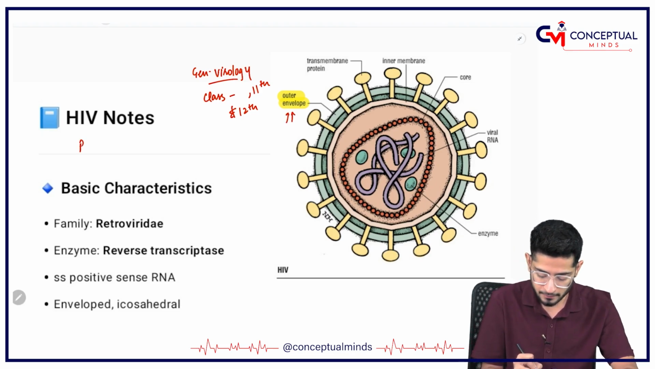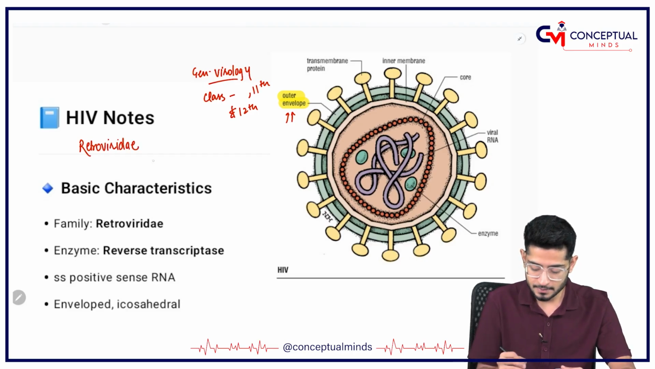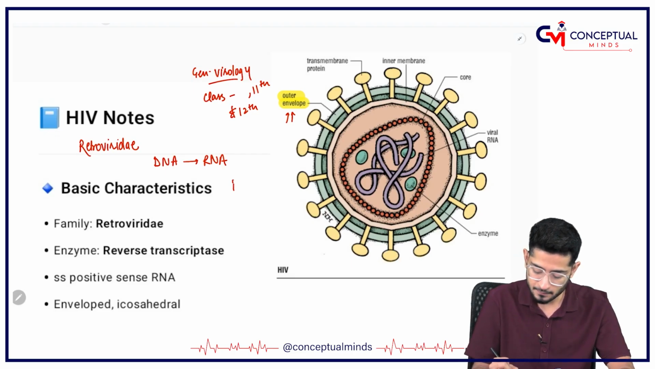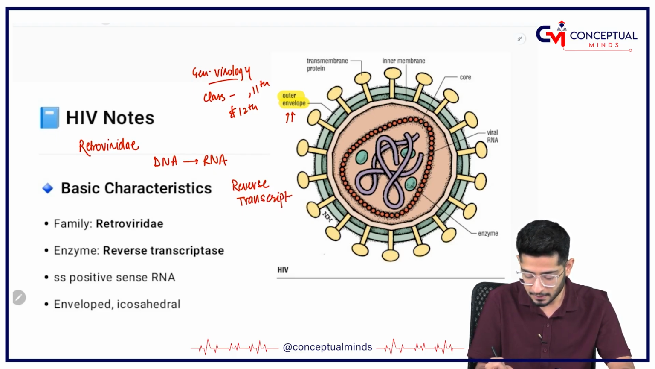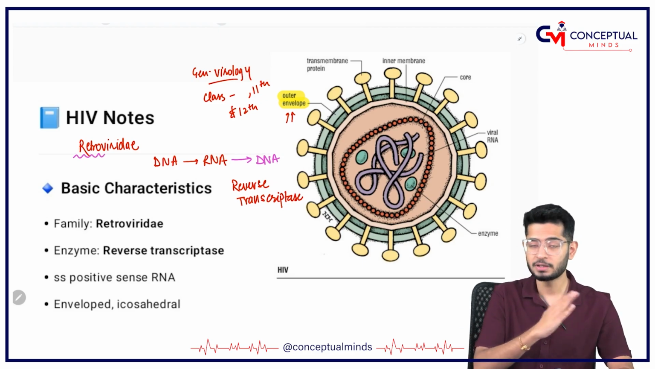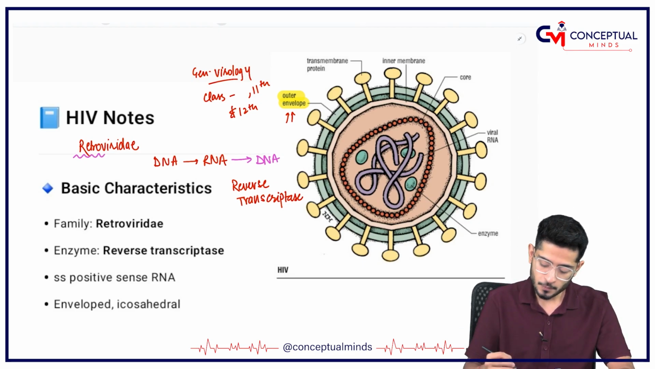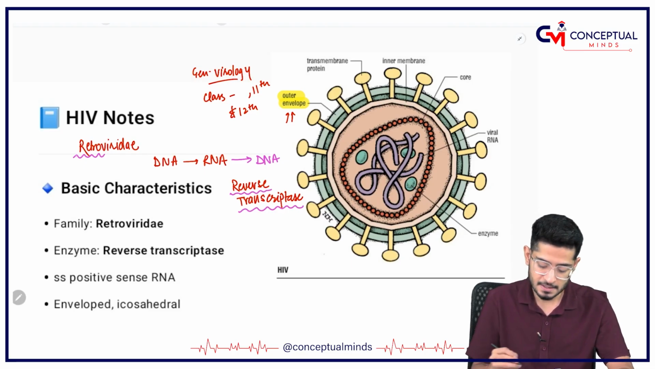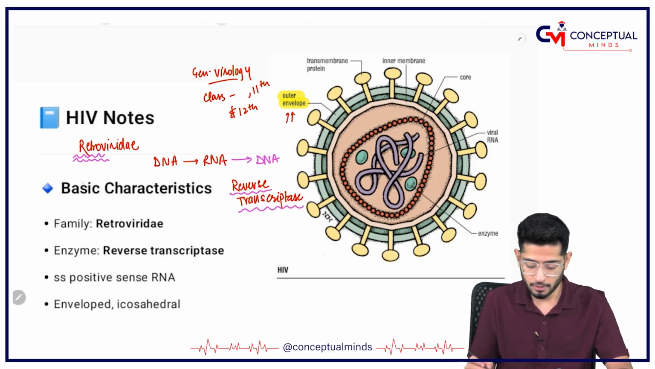Basically, this light green one is the outer envelope, and HIV belongs to the family Retroviridae, because it is a retrovirus. Generally, DNA is converted into RNA, and this is called transcription. But here they have an enzyme called reverse transcriptase, so the transcription here is reverse also. That means the RNA will again convert into DNA. That's why it is retro, meaning backwards. This is the function of the enzyme reverse transcriptase, and that's why HIV belongs to the Retroviridae family.